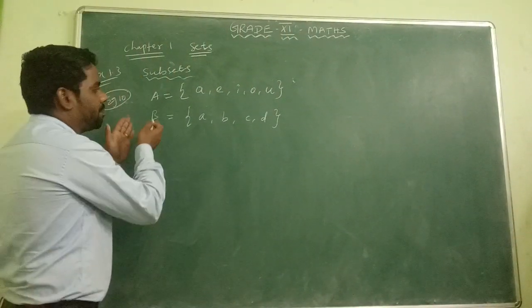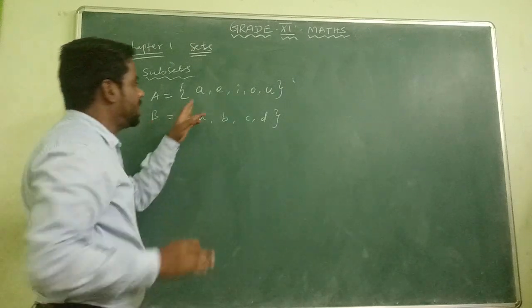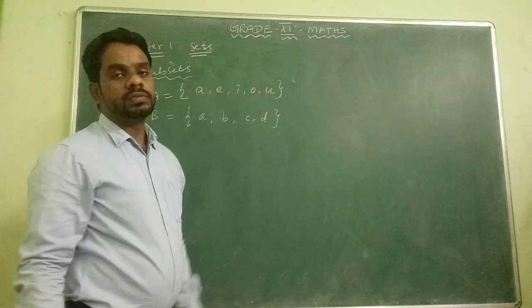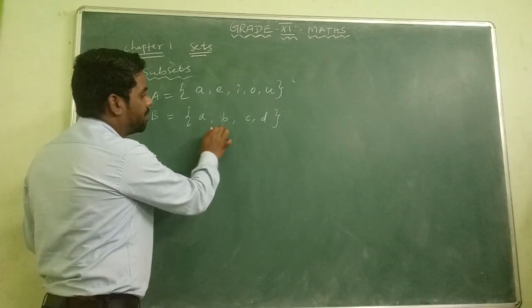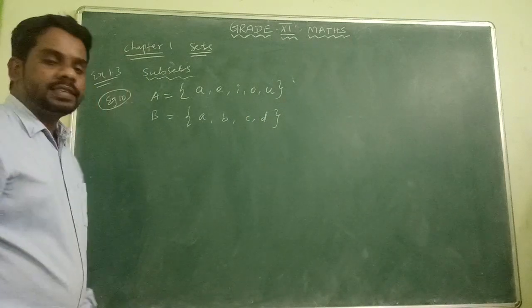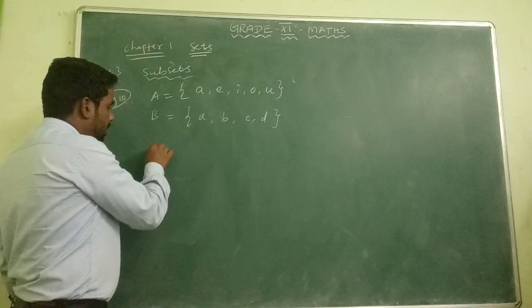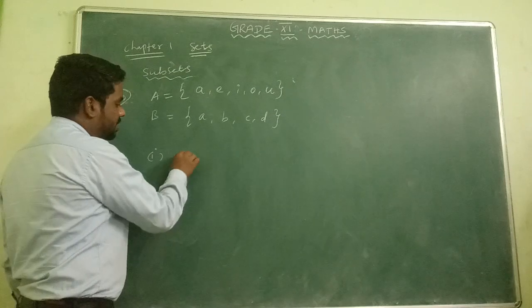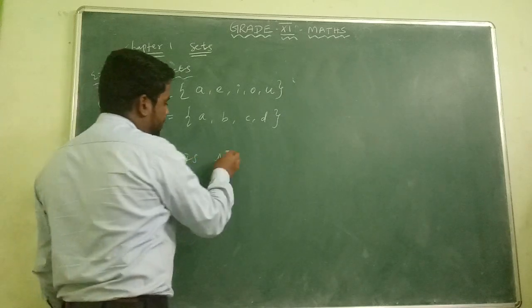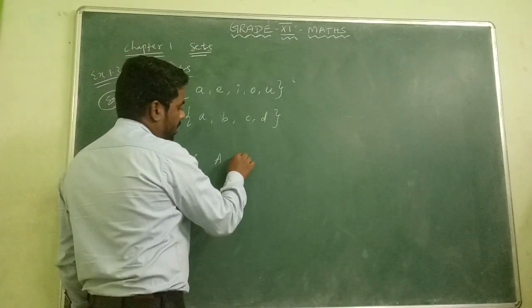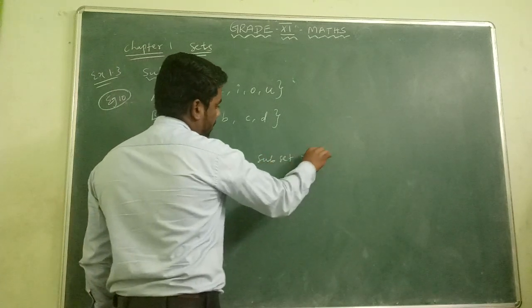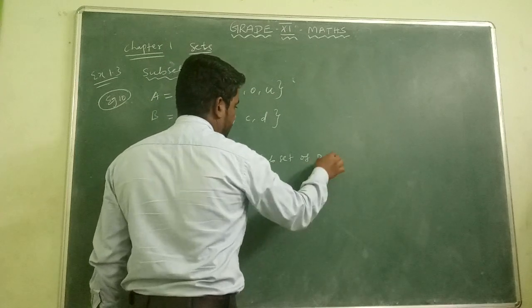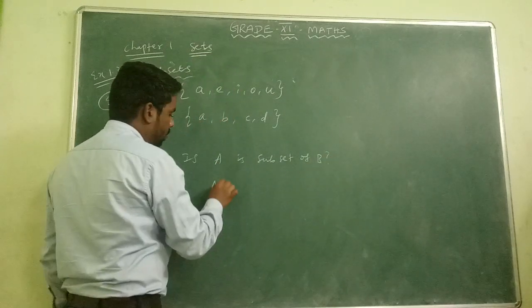Okay, listen. Given two sets, compare the two sets. A has 5 elements: A, E, I, O, U. And B has 4 elements: A, B, C, D. So the first one is, is set A a subset of B? The answer is no.